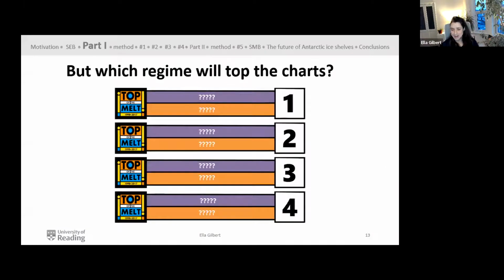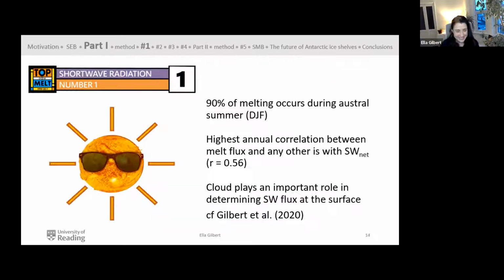And I'm not sure how my UK-focused Top of the Pops joke is going to go down with a US audience, but I will do my very best to give you a Top of the Pops rundown. So in at number one, we have got the first order driver of surface melting, and this is shortwave radiation. Probably won't come as a surprise to any of you.